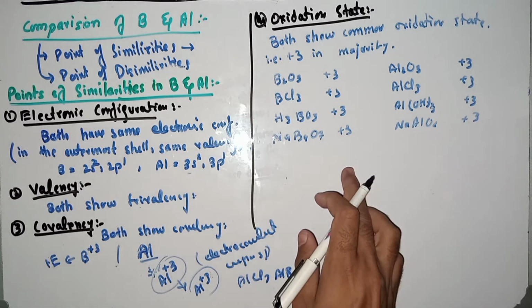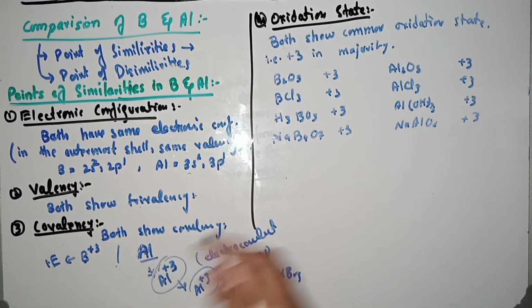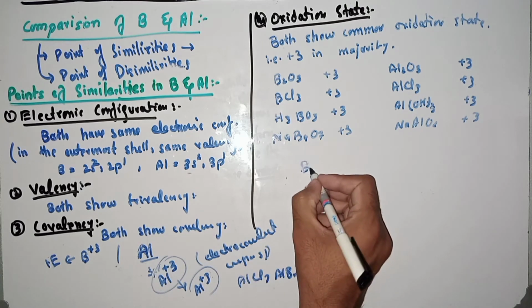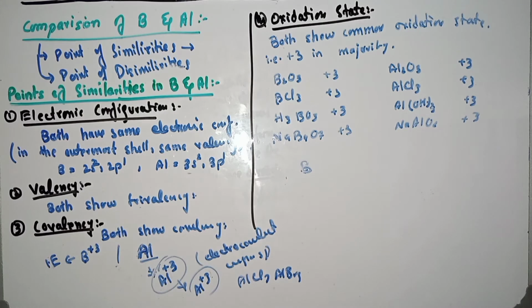Boron, however, also shows an oxidation state of minus 3 in the case of metal borides. The pen is not properly working. Now I am changing the pen, sorry.